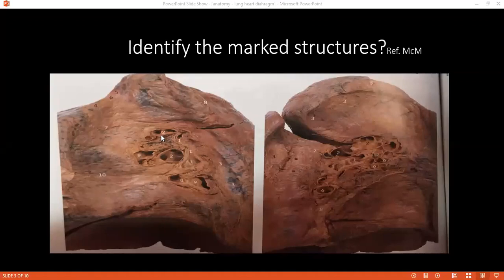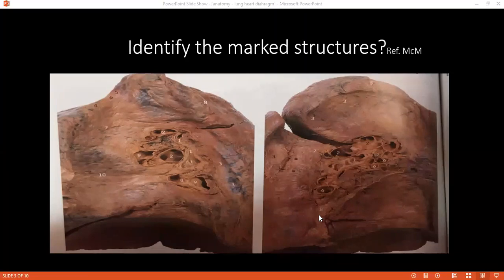Can you identify structure 2 over here? This is the hiatus or opening for what? Yes, ma'am. It's pulmonary artery. Good. Okay, and 6 here. It's pulmonary veins. Okay. Can you identify this 8? It's pulmonary ligament.